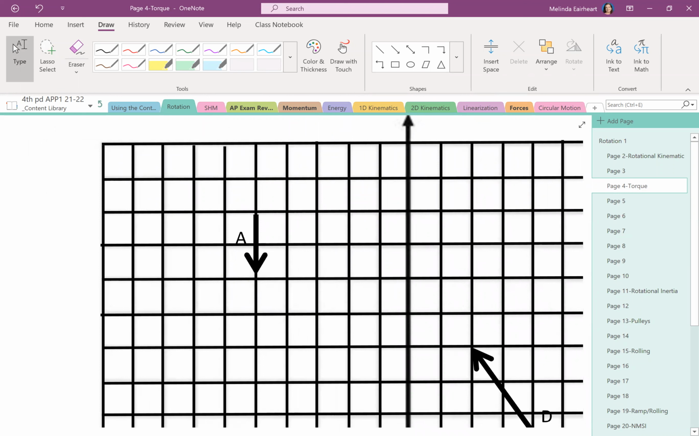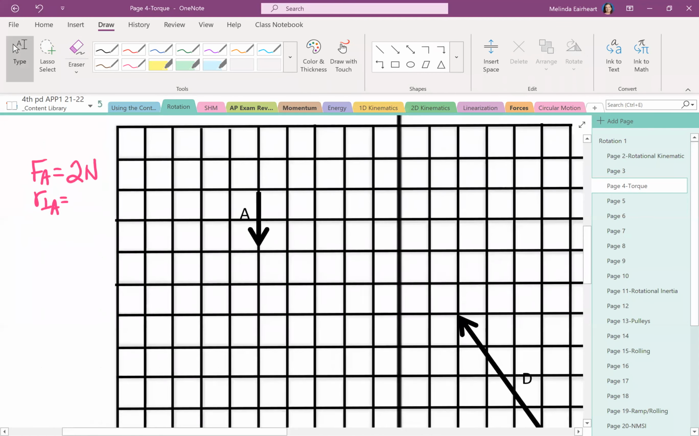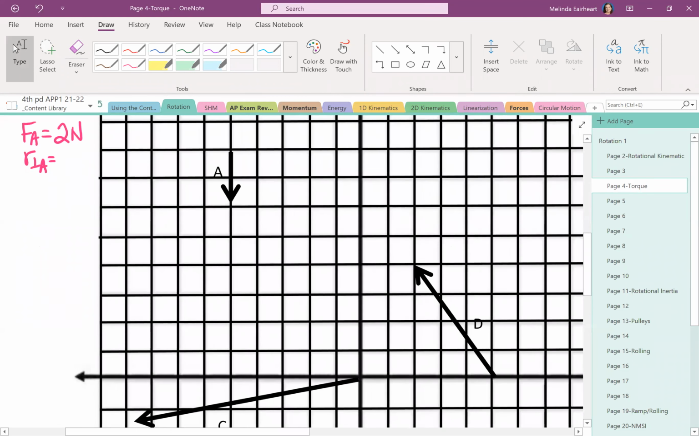Can we go in and get the magnitude of the force now? FA is 2 grid lines, so we're going to say it's 2 newtons. Later we'll be doing torque, so we kind of need both of these. And so what's the lever arm for vector A? Now here's where we got to, identify it with the axis of rotation. And so I'm going to put just a circle as a visual on the origin.